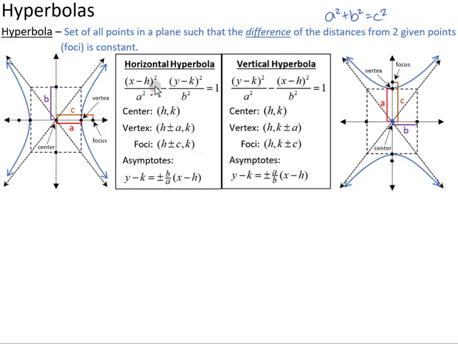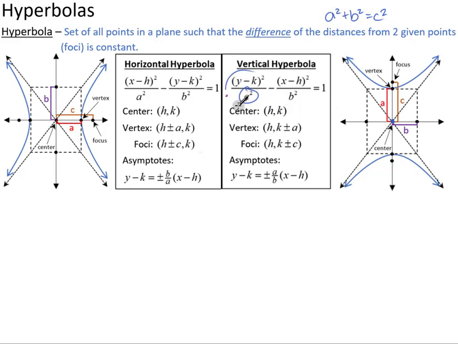Instead of x being the positive of the two variables, it's y. So we'd write that first. X is the negative one. And in this case, we will be going up and down to find our vertices and foci, I should say. So up and down A in the vertical direction, and up and down C in the vertical direction. And again, to find C, we'd use Pythagorean theorem.